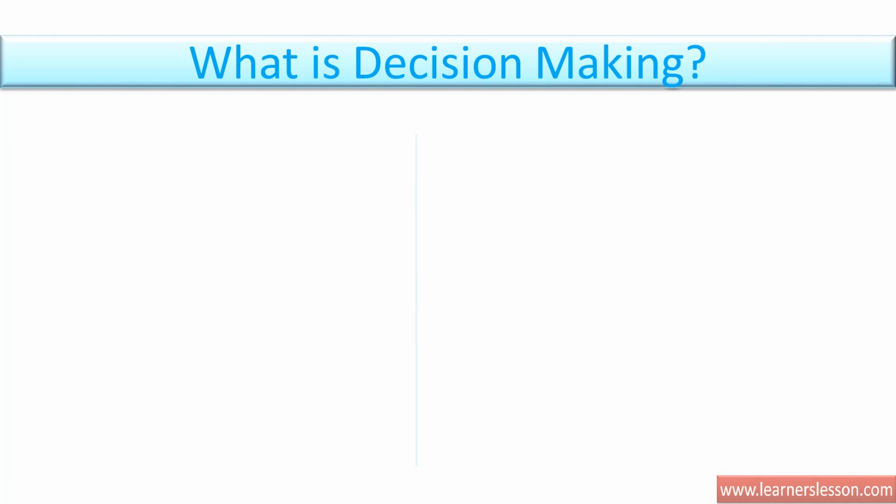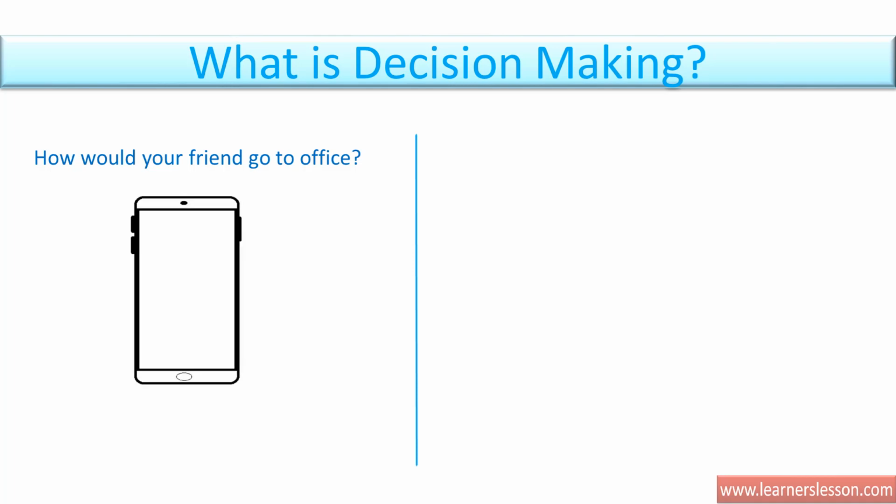So let us see the first example. How would your friend go to office? Say you have a friend who is from a village and his specialty is he cannot remember anything. So whatever you tell him, he takes out his cell phone and notes it there. Right now he is staying with you and he asks, hey buddy, how would I go to the office? So you tell him, go to the road, and whenever you find a bus, just take the bus and go to the office. So he takes out his cell phone and writes that I need to go in a bus.